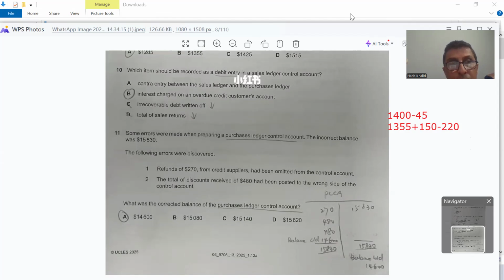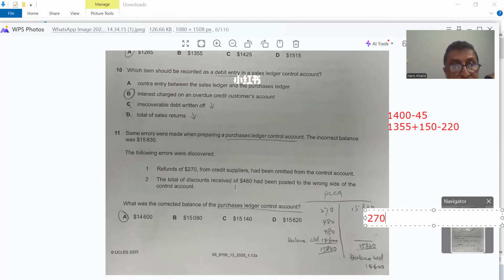So let's prepare the corrected control account. 15830 is the balance brought down. Okay, that's fine, it is written here. Because it's a trade payable account, the purchase ledger control account always has a credit balance. So 15830 will come on the credit side. Refund of 270. What is going to be the entry? Bank debit, cash debit, trade payable credit. So it will come on the credit side of the control account, 270.